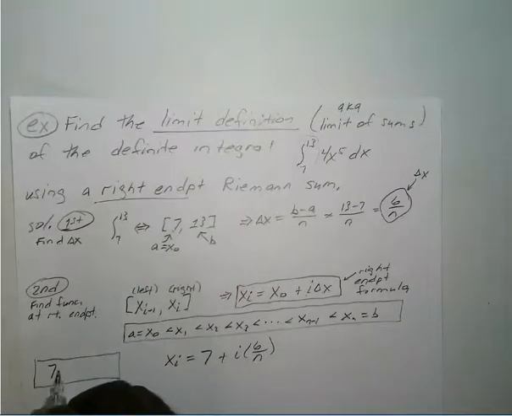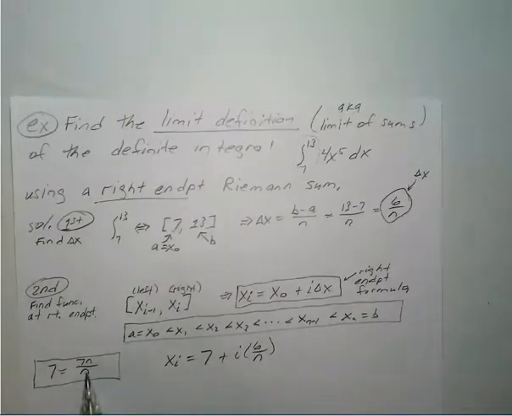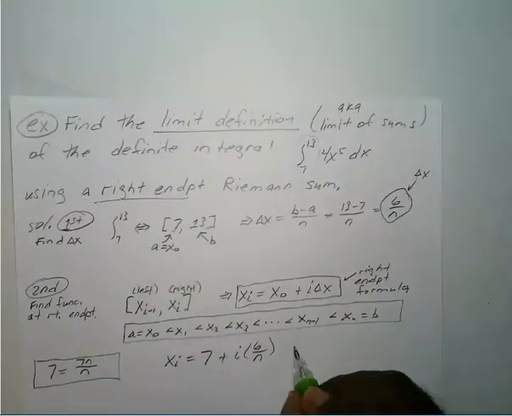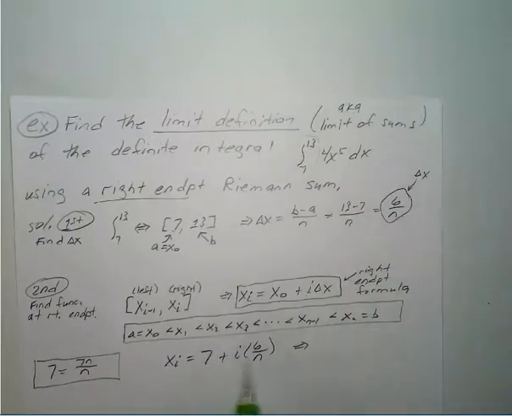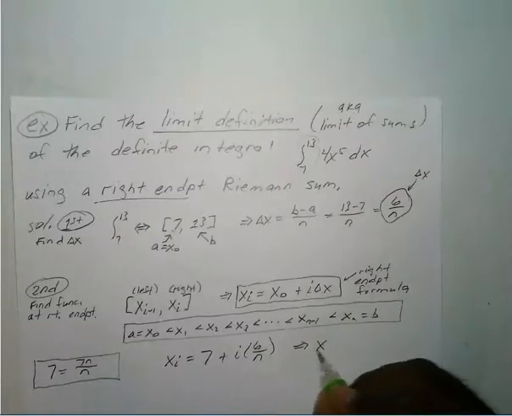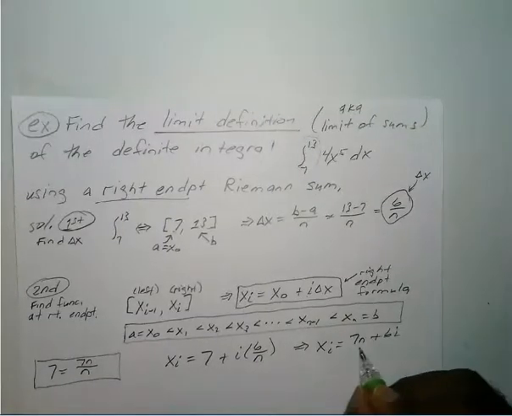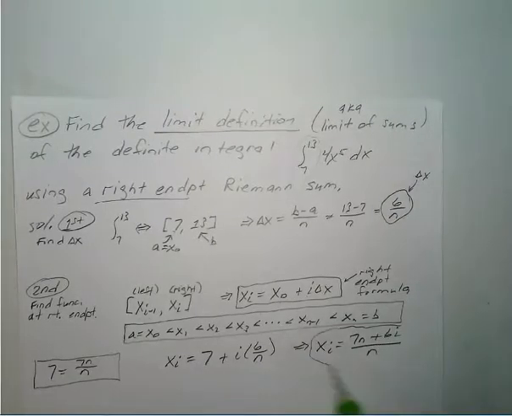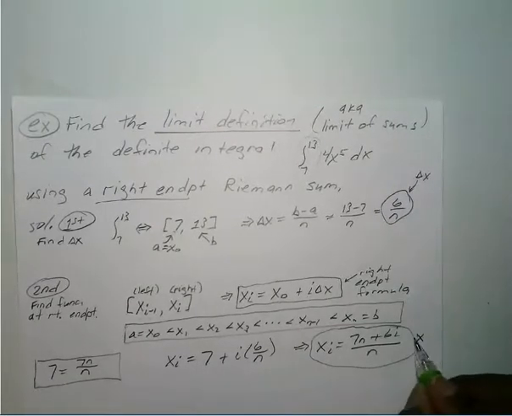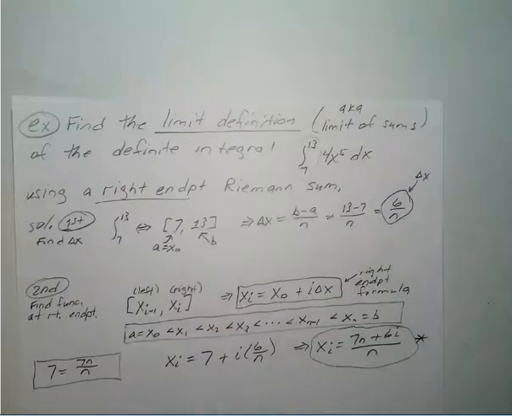So if you remember that 7, you can make that 7n divided by n, because if you simplify that by canceling those n's out, you just end up with 7. So you actually end up with 7n over n plus 6i over n. You can combine those. You have x of i equals 7n plus 6i over n. So this is our x of i, and we're going to need that.